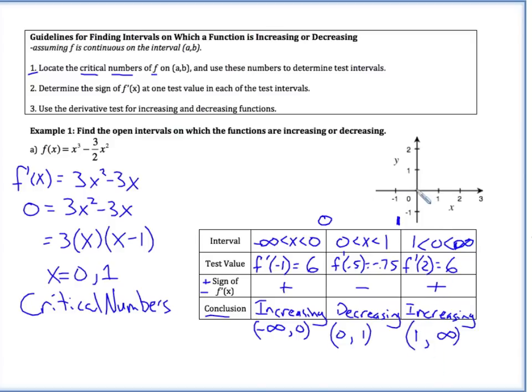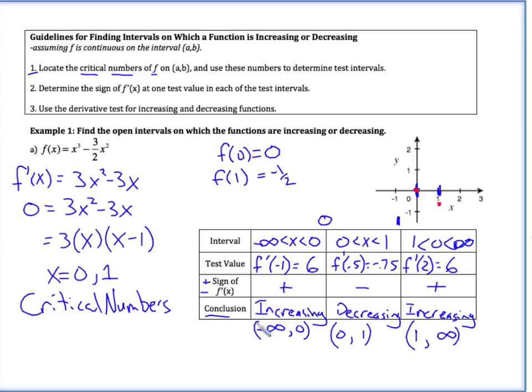Okay, so graphically, what we can know here is that at 0, we have a critical number, and then at 1, we have a critical number. And we can find our f values here at 0. So f of 0 equals, that's got to be 0. And then f of 1, that's going to equal, let's see, 1 cubed minus 3 halves. So that's going to be -1/2. And we could plot those points. So we have (0, 0) and (1, -1/2).